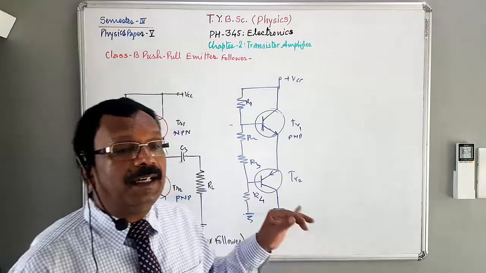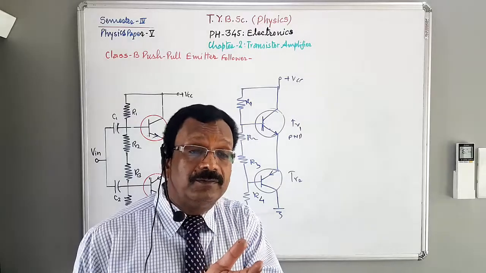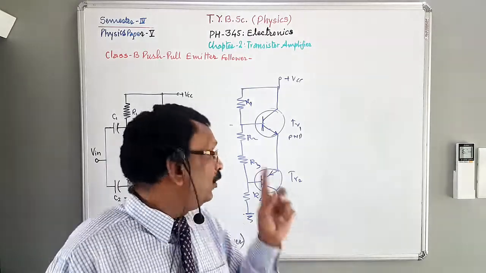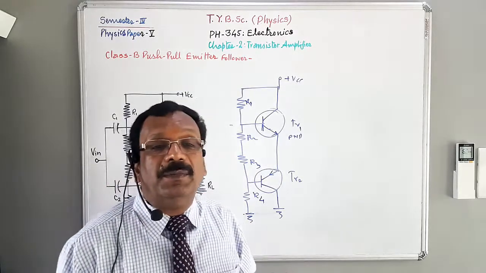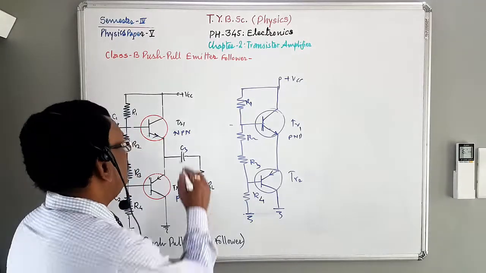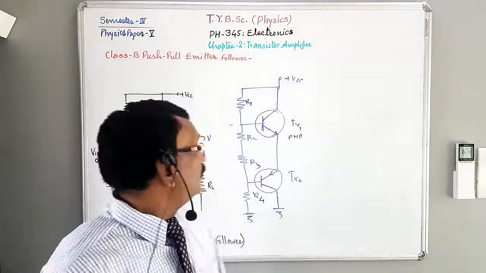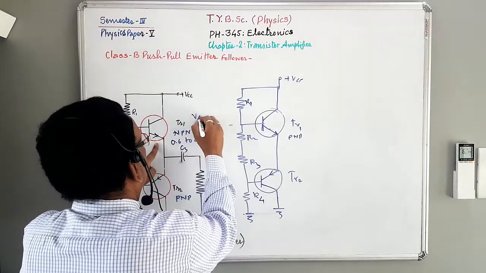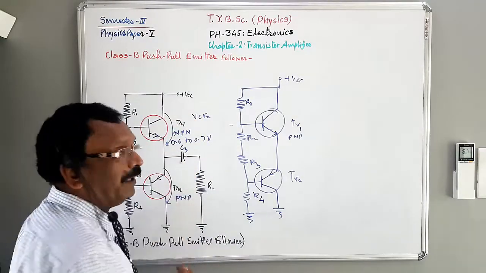The designer selects the biasing resistor to set a quiescent point near the cutoff region. This biases the emitter diode of each transistor between 0.6 to 0.7 volt. That is VCE, the voltage between collector and emitter. Here also, the voltage between collector and emitter.